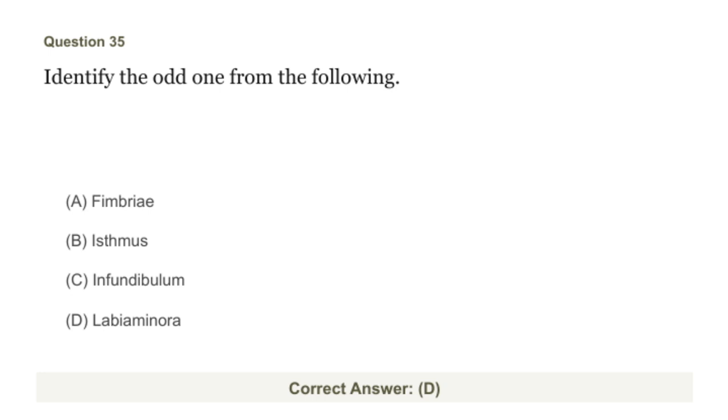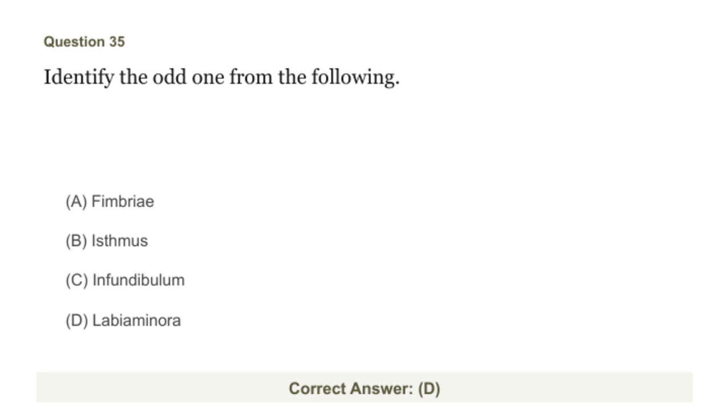For example, fimbriae are finger-like projections near the ovary that help guide the egg into the fallopian tube. The isthmus is the narrow part of the fallopian tube that connects to the uterus. The infundibulum is the funnel-shaped opening at the end of the fallopian tube. These structures are all directly involved in the process of ovum transport and fertilization.